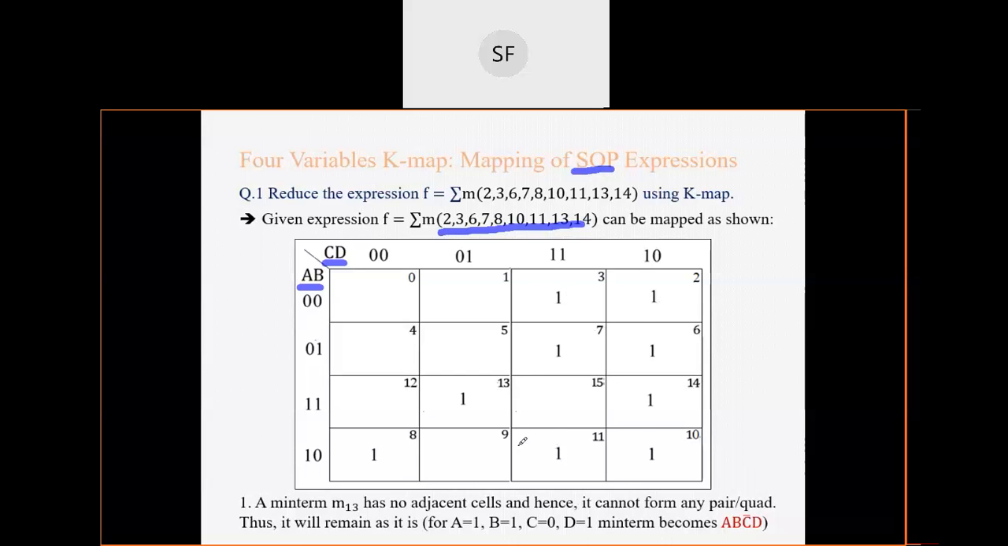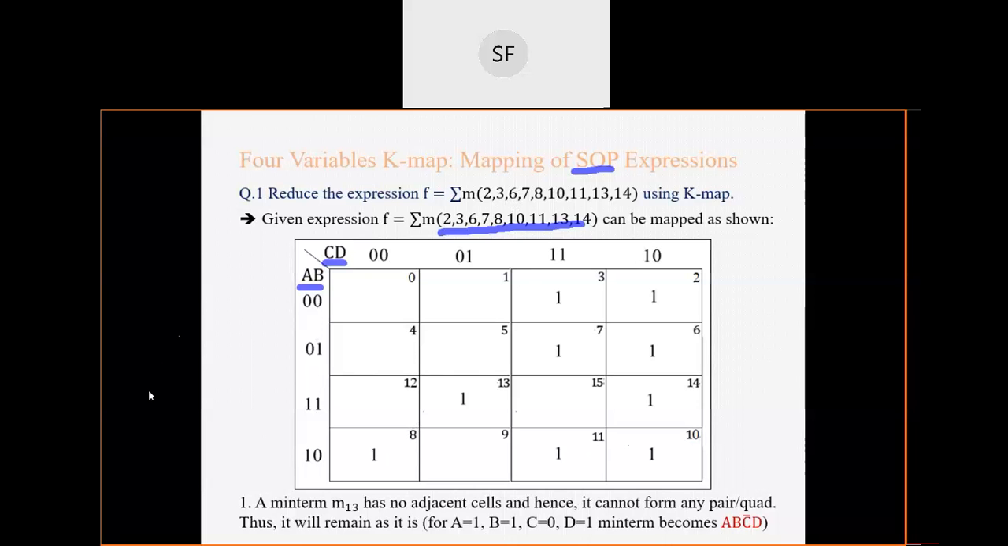Okay. So total 9 min terms are present. You can count here 1 2 3 4 5 6 7 8 9. So I have put 9 ones here. The remaining cells either you can put 0 or you can leave it blank. Here I have just kept it blank because if I write 0 here, you will again get confused. So I have just completed the mapping of this function on the K map.